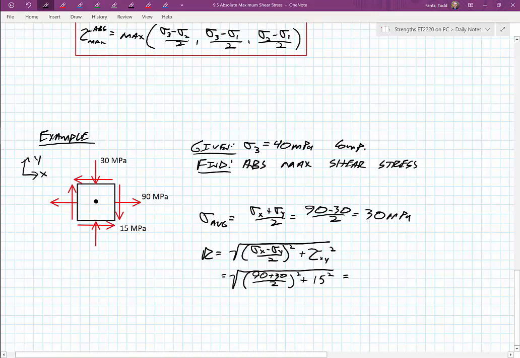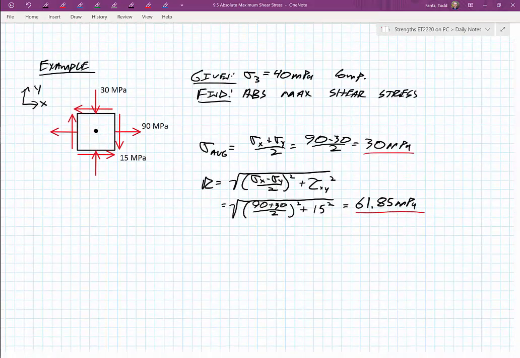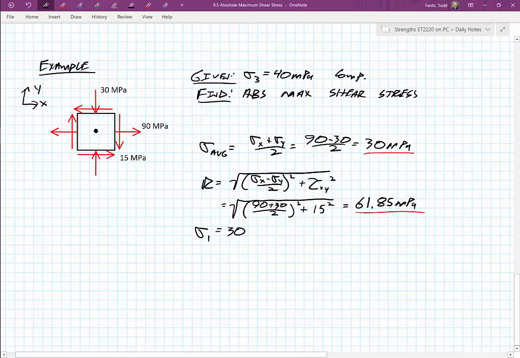And for the radius, I ended up with something like 61.85 megapascals. Because once I know where the center of the circle is and the radius of that circle, I know my principal stresses, sigma 1 and sigma 2, would be the center plus or minus the radius. So I have 30 plus this 61.85, which gives me 91.85 megapascals. And my sigma 2, I have 30 minus 61.85, or minus 31.85 megapascals.